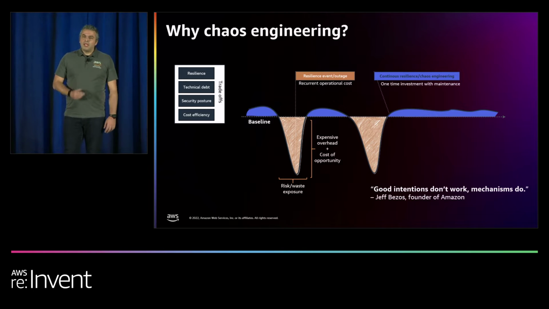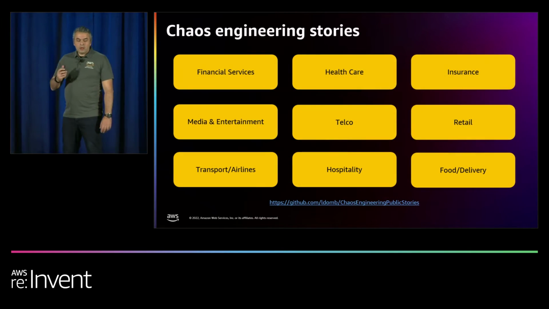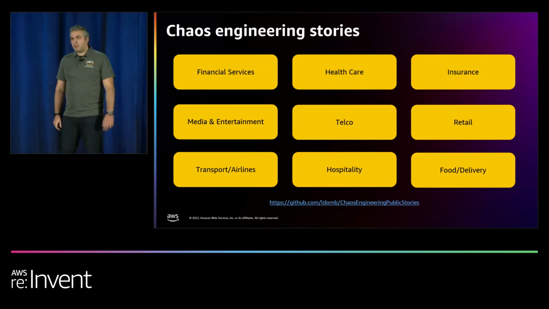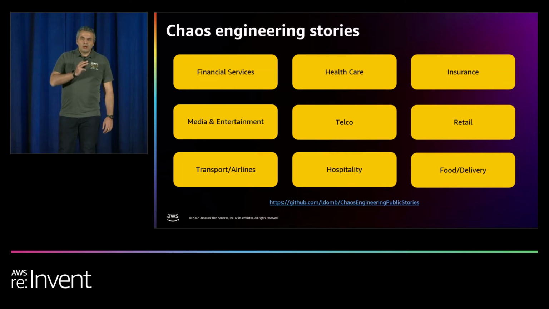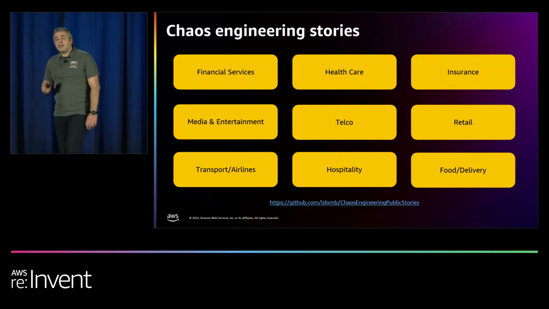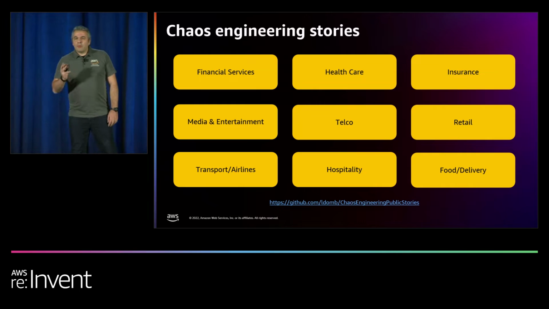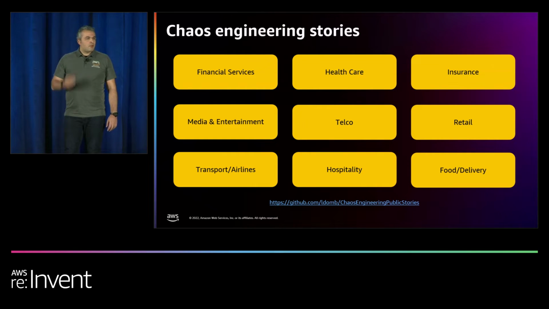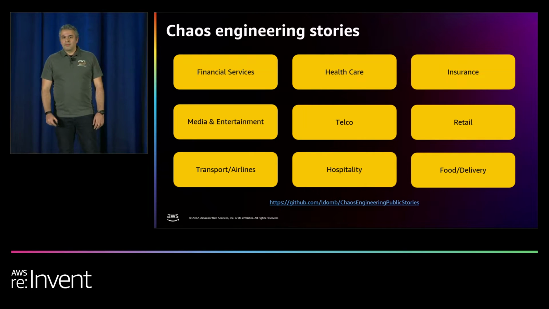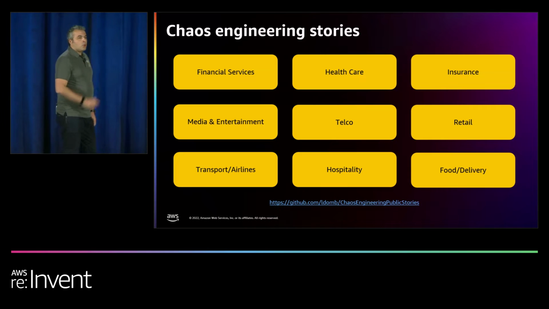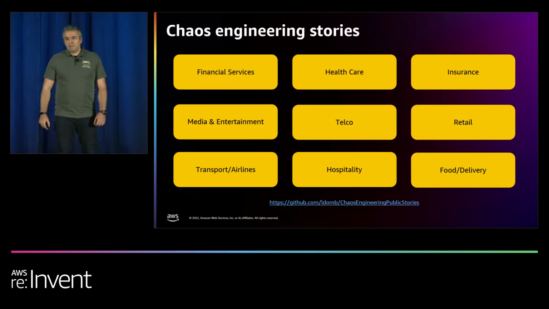Now, I mentioned in the beginning that there are many companies that have already adopted chaos engineering. And these are just some of the verticals of all companies that have adopted chaos engineering. And some of them already started 5 to 6 years ago. But I want to give you a few examples of a very regulated industry, the financial services industry, where you have very large companies that have adopted chaos engineering. One of these companies also spoke here at re:Invent this year, which is Capital One.